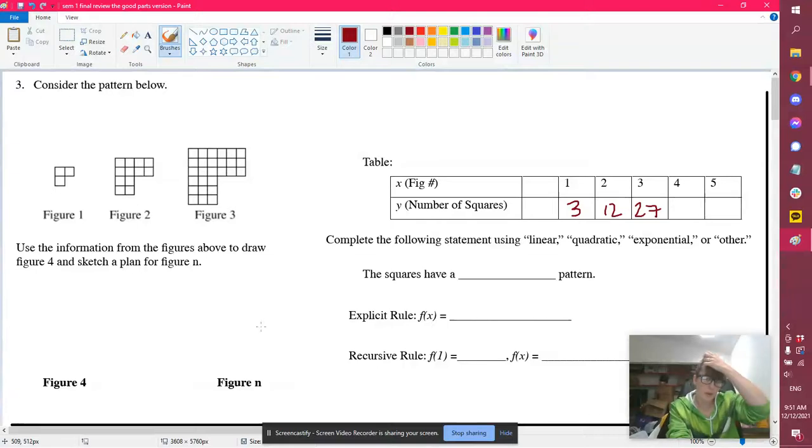A lot of people were counting them as, like, figure 1 is 1, 2, 3. Here's figure 1, and you're adding, like, this situation. Or, like, here's figure 2, and you're adding this situation, right? So figure 4 might look something like this.